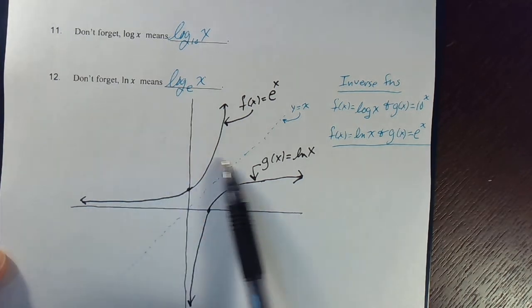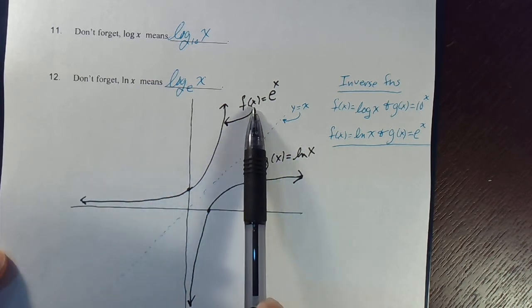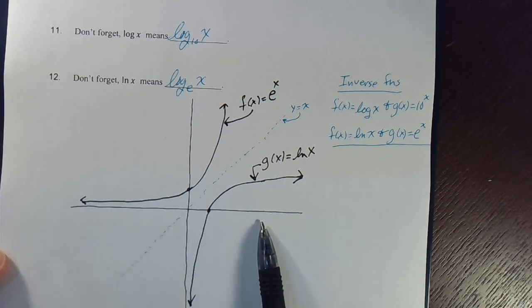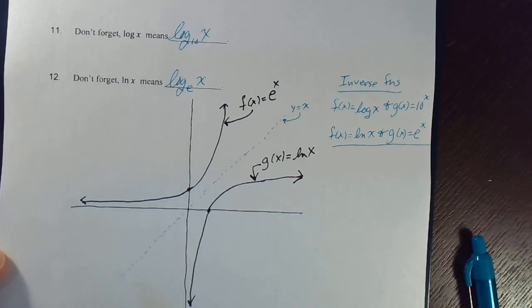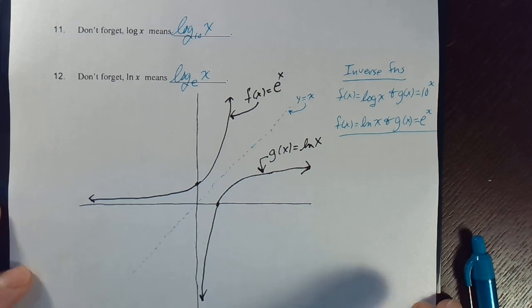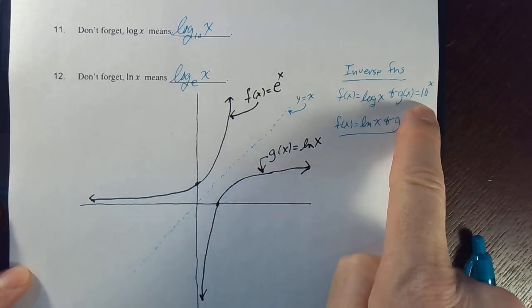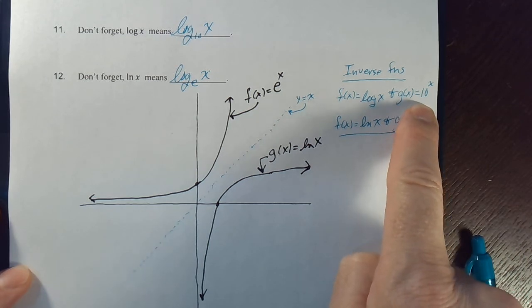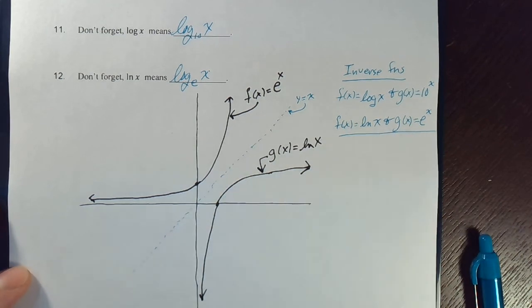The domain of f of x is all values of x. You can plug in any value you want for x. Well, the range of this function is any value of x. It goes all the way down to negative infinity, and it'll climb all the way up to positive infinity. So log base 10 of x and 10 to the x are inverse functions, and ln of x and e to the x are inverse functions.